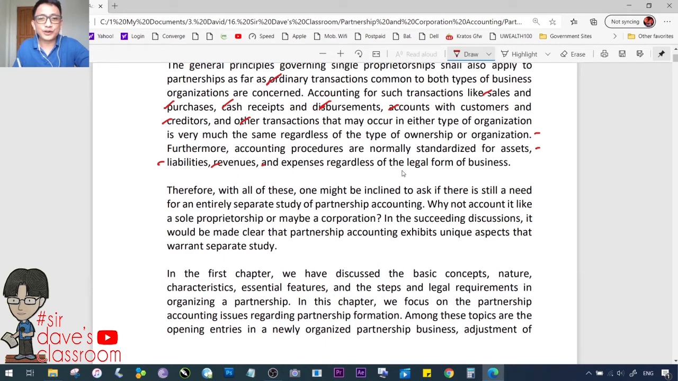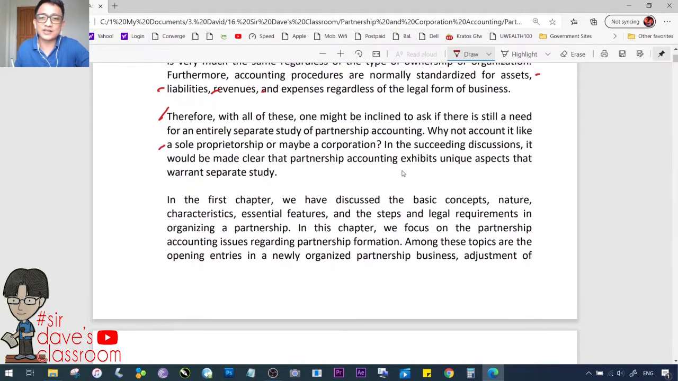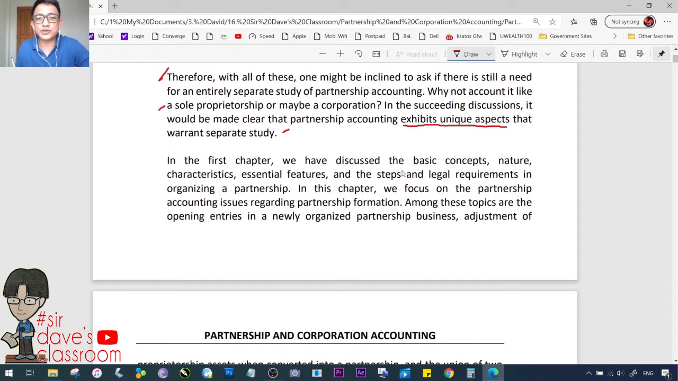Okay? Therefore, with all of this, one might be inclined to ask if there is still a need for an entirely separate study of partnership accounting. So sir, kung sinasabi mo na same lang yung accounting procedures, bakit ihiniwalay pa yung accounting for partnership? Why do we still have a separate subject for partnership accounting? Why not account it like a sole proprietorship or maybe a corporation? Sasabihin natin dito, in the succeeding discussions, it would be made clear that partnership accounting exhibits unique aspects that warrant a separate study. So these unique aspects would be the reason why we are taking up partnership. Those portions which are unique to partnership accounting would be our primary focus in this subject matter.